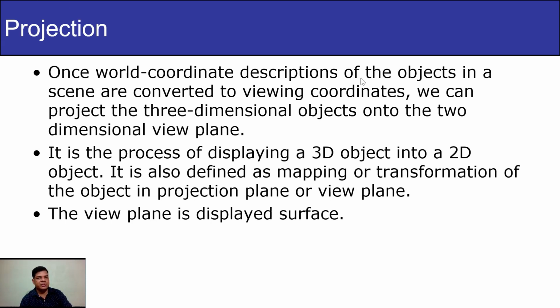Once world coordinate descriptions of the object in a scene are converted to viewing coordinates, we can project the three-dimensional object on the two-dimensional view plane. So it is the process of displaying a 3D object as a 2D object. It is also defined as mapping or transformation of the object onto the projection plane or view plane. We are representing a three-dimensional object on a two-dimensional plane, and that plane we call the projection plane or the view plane. The view plane is the display surface because the object is displayed on it.